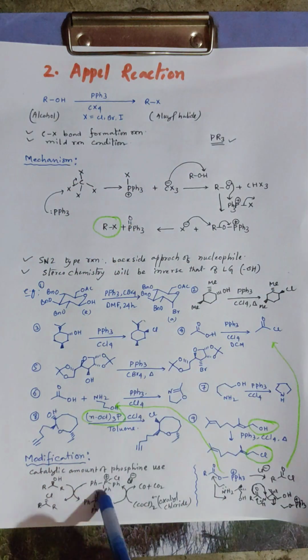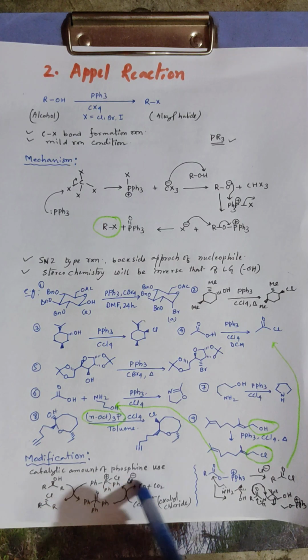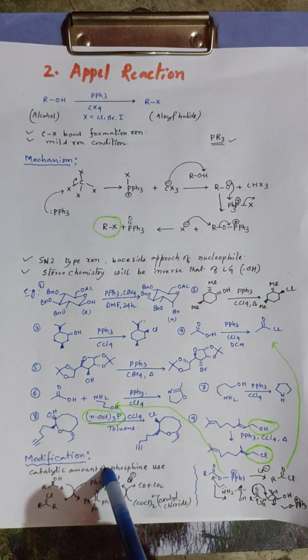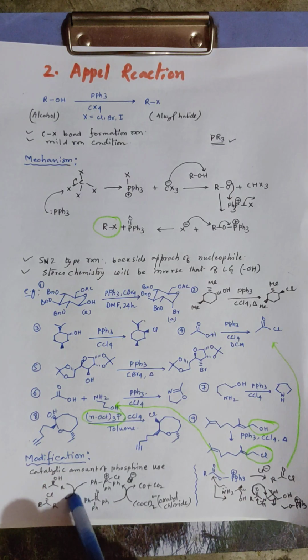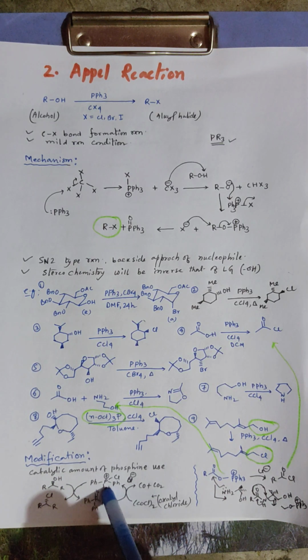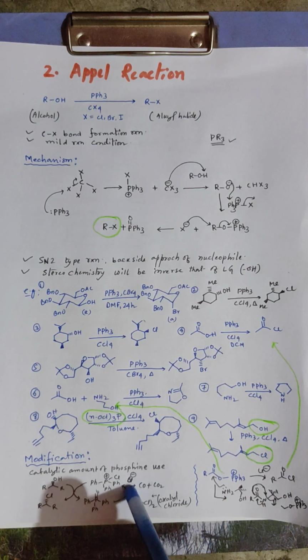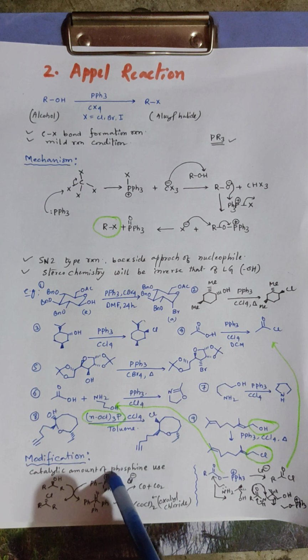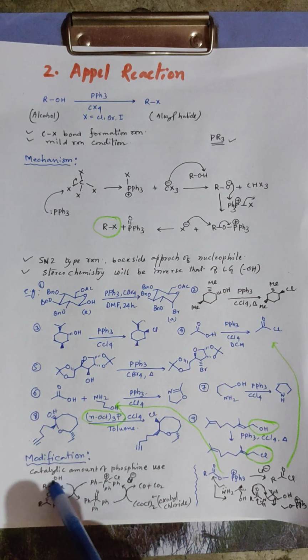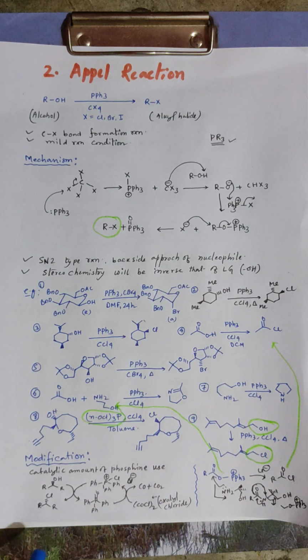Then it undergoes reaction, and initially the catalytic amount of carbon tetrahalide produces this compound, PPh3+ Cl and the counter anion, and that undergoes reaction with the alcohol to produce this product and further generates triphenylphosphine oxide. That triphenylphosphine oxide undergoes reaction with the oxalyl chloride and further gives this halide PPh3+, and it goes through a cyclic way that generates product again. So this is one modification of this Appel reaction. So thank you.